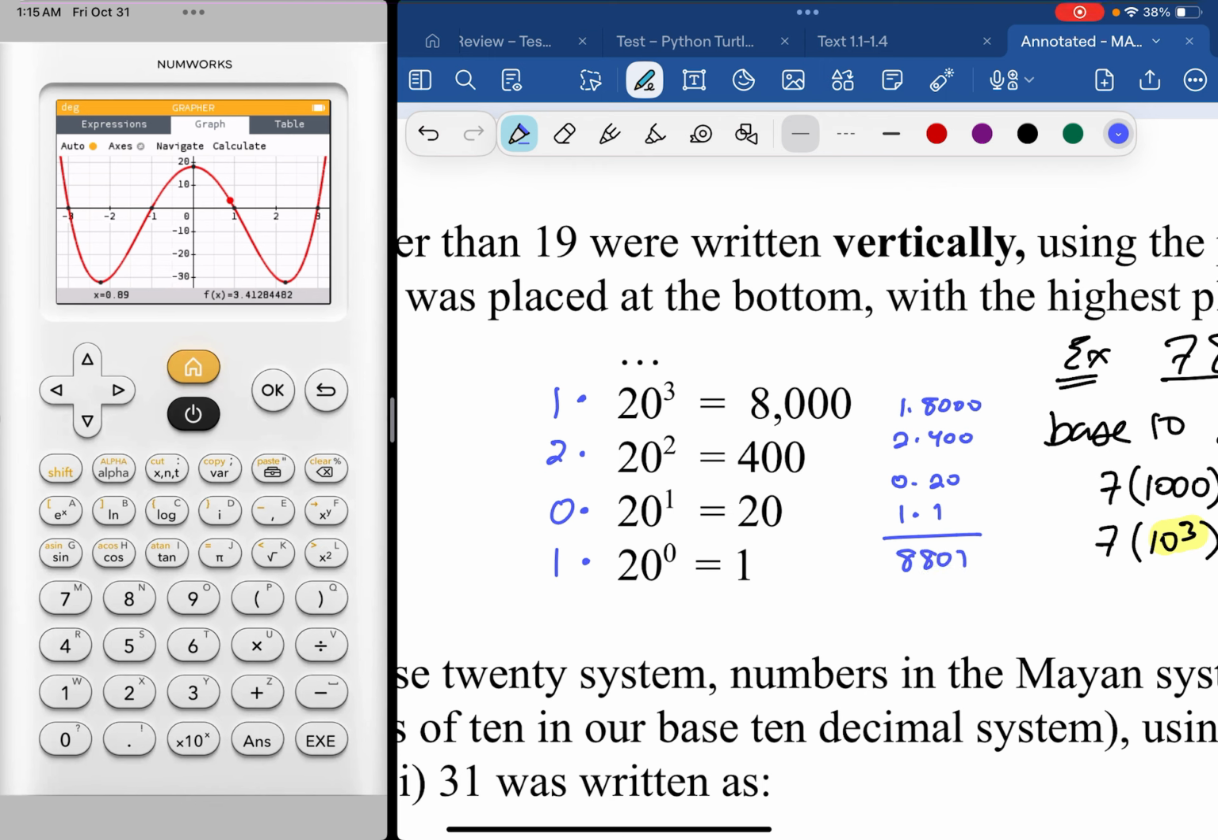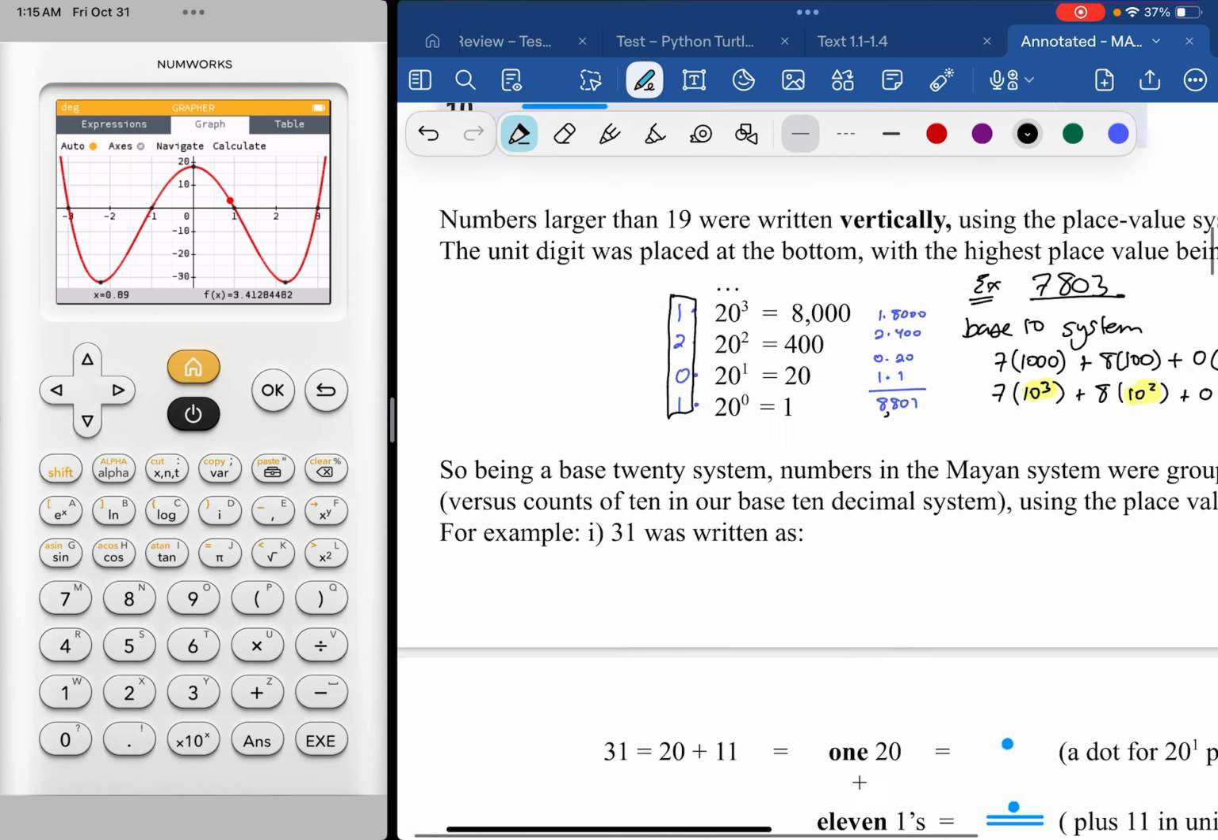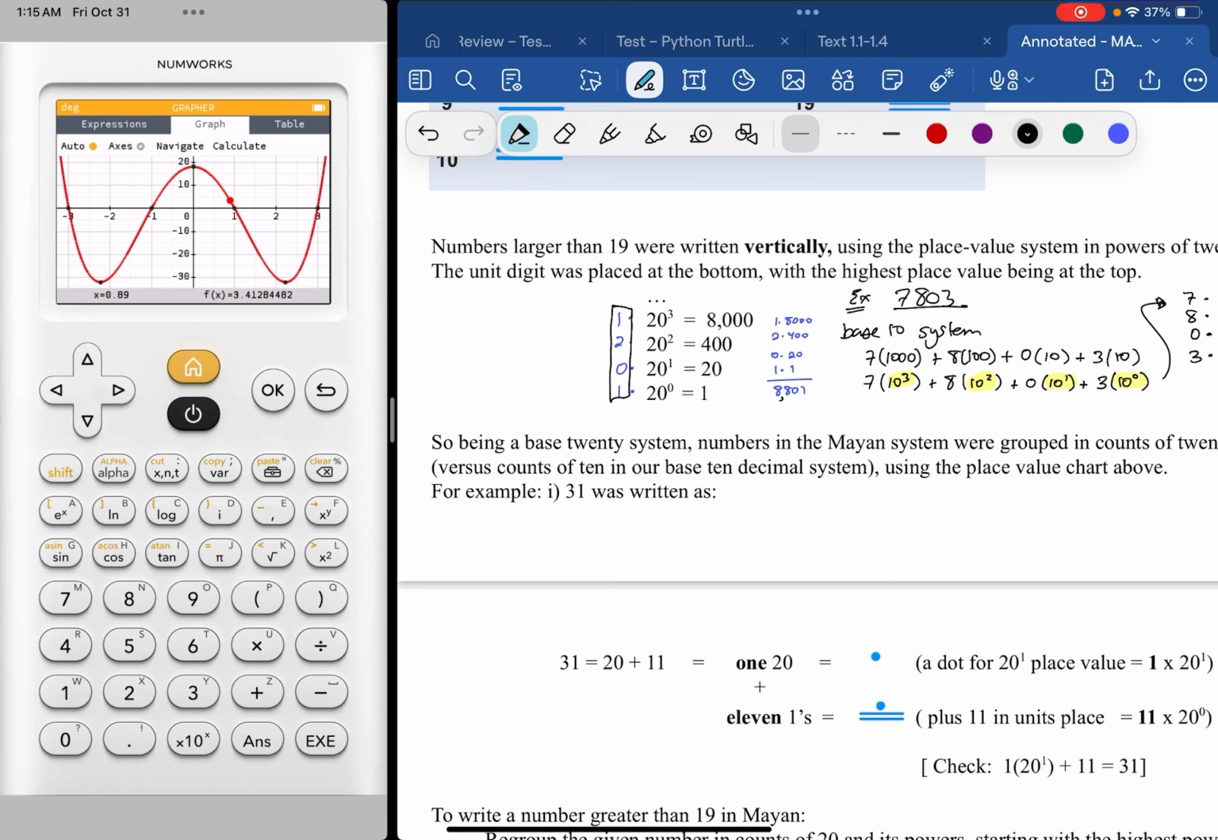All right, so 1201 in a base 20 system, if I got rid of all this stuff, would be equivalent to 8,801 in a base 10 system, all right? Because that would be our conversion factor. So it's kind of a departure from what we've been looking at, but it mathematically makes sense. It's just that there's a learning curve like anything else.